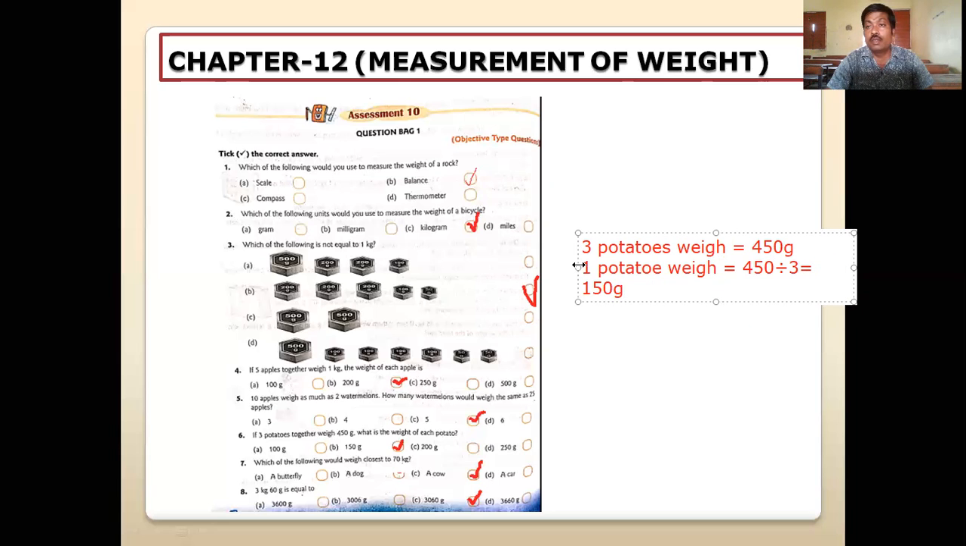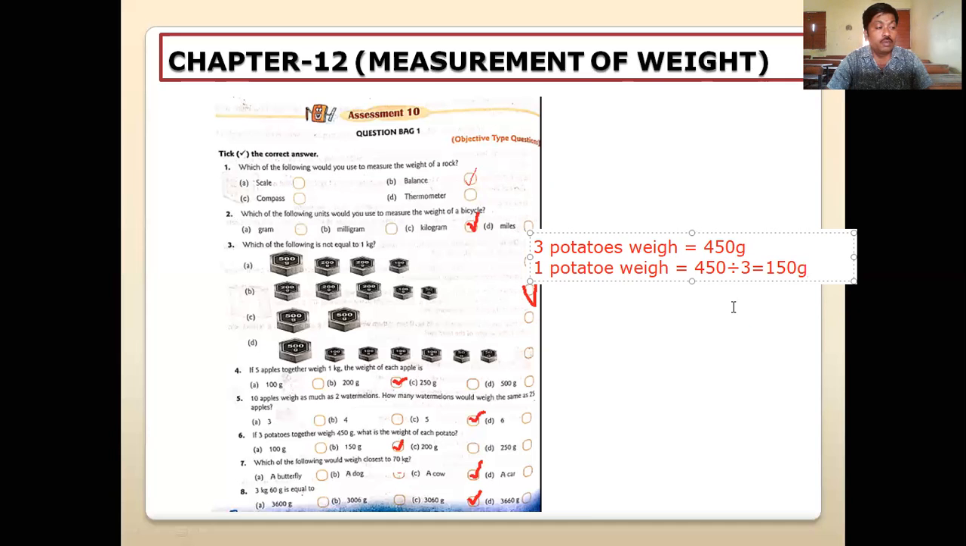You know very well how we can divide it. We have already learned that in the previous videos and the previous classes. Now the answer will be B, 150 gram.